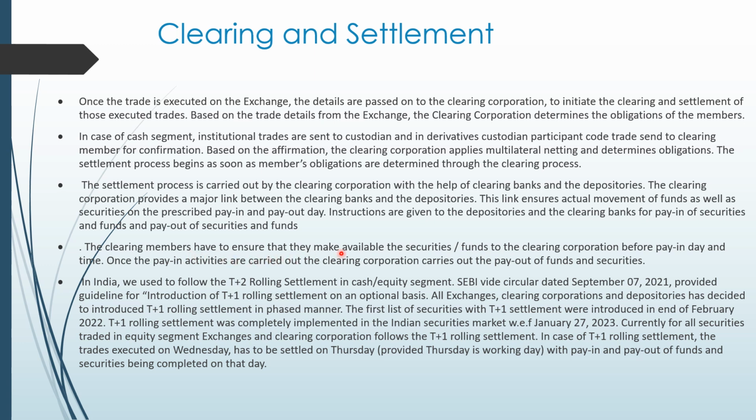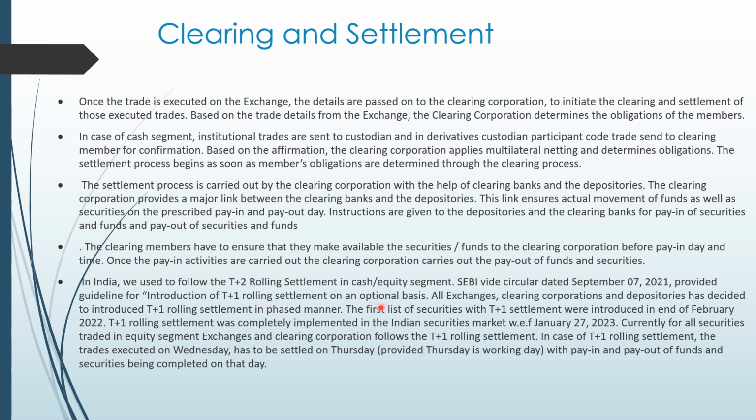The clearing members have to ensure that they make available the securities to the clearing corporation before the pay-in day and time. Once the pay-in activities are carried out, the clearing corporation carries out payout of funds and securities. In India, we used to follow the T+2 rolling settlement in cash or equity segment. A SEBI circular dated 7th of September 2021 provided guideline for introduction of T+1 rolling settlement on an optional basis.